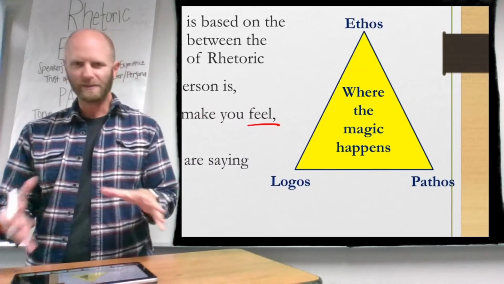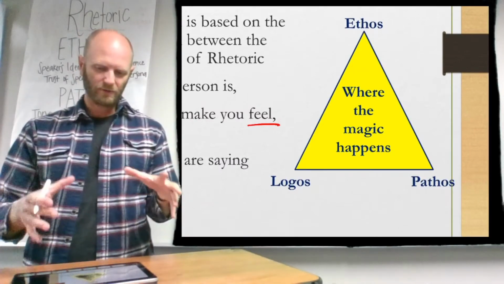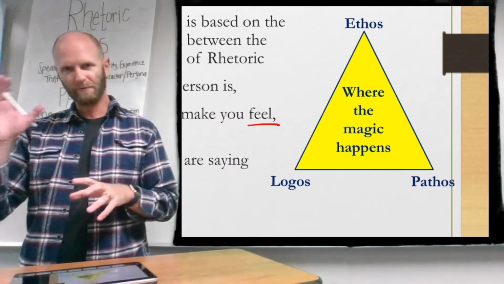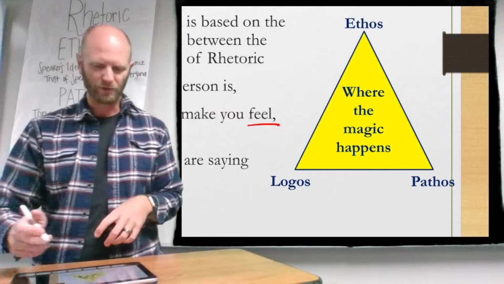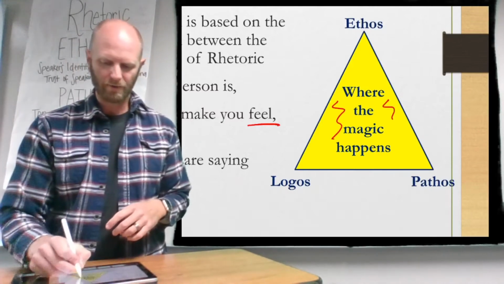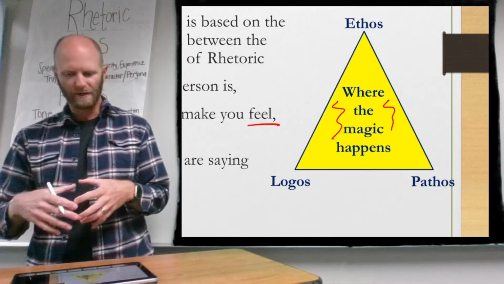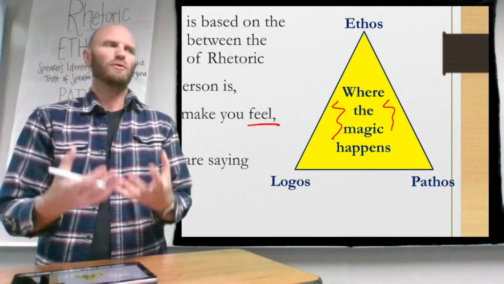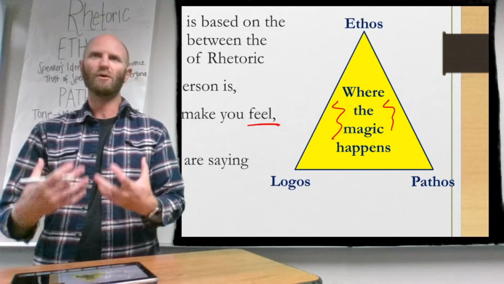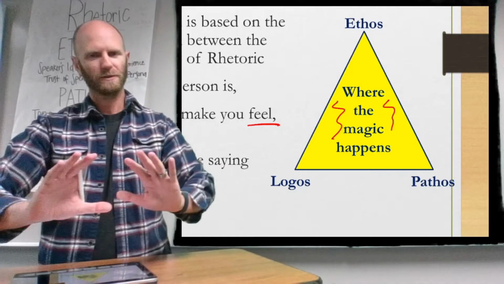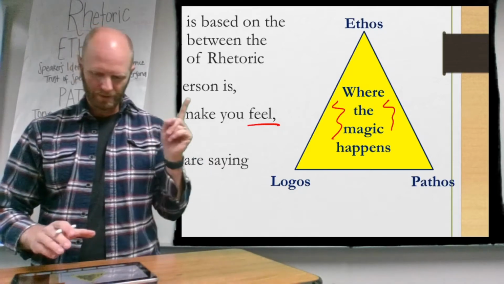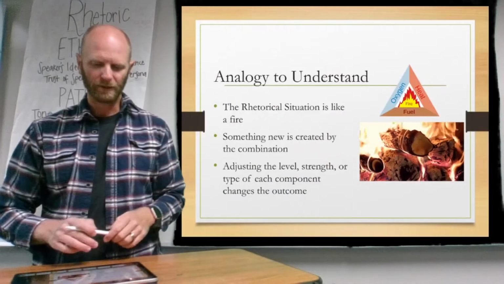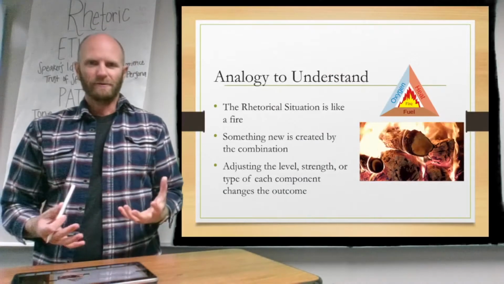The classic representation of this is using a triangle, right? So we have these three points, ethos, logos, and pathos, and how they combine together is what creates persuasion. That's what creates this motivation or this push to make you do something, okay? Let me give another analogy, okay? It's kind of like fire, right?